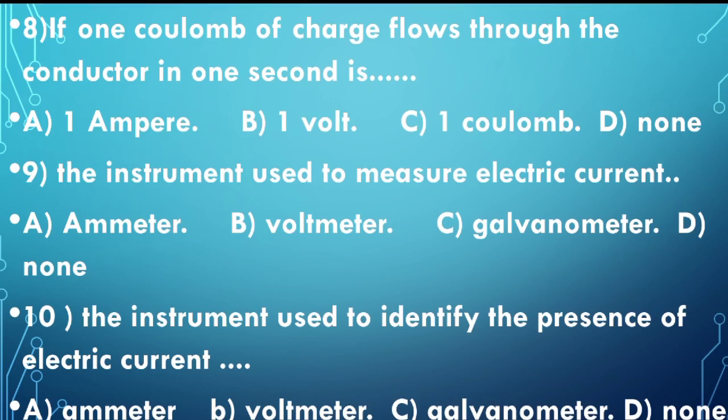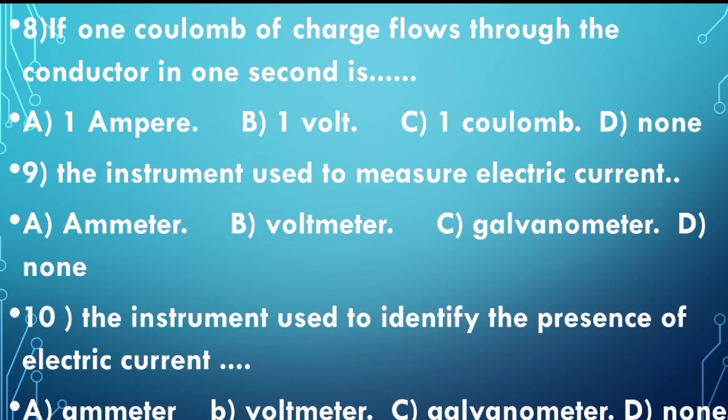The instrument used to measure electric current. Ammeter, voltmeter, galvanometer, and none. I'll say the answer directly, children. The instrument used to measure electric current is the ammeter. And the next question is, the instrument used to identify the presence of electric current. Ammeter, voltmeter, galvanometer, and none. And the answer is galvanometer.